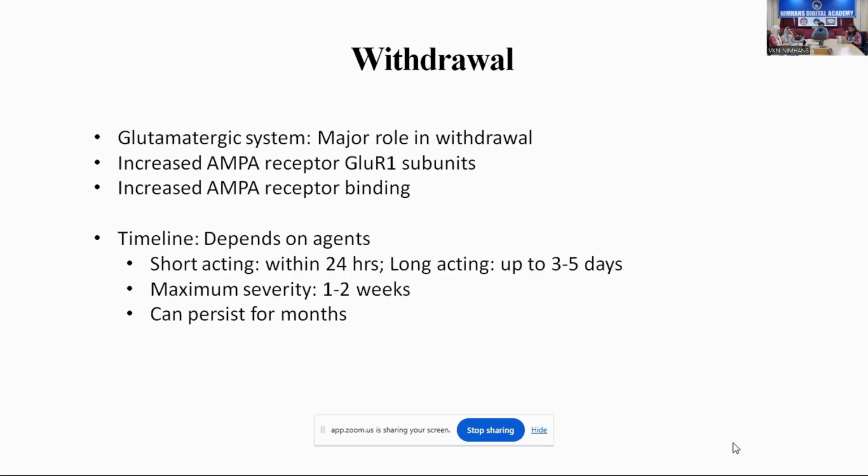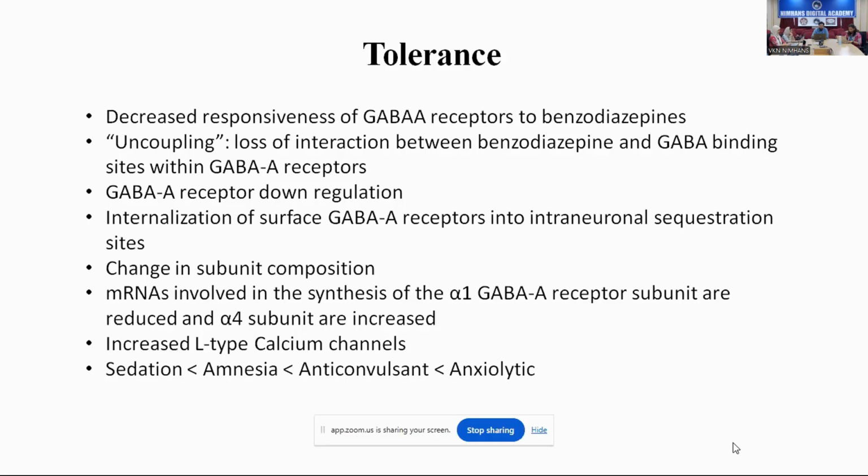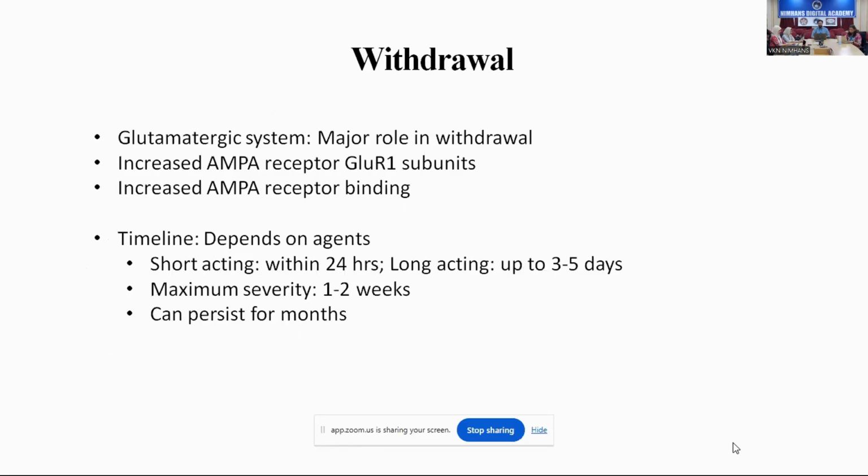Right. In this slide, the last thing is the order in which tolerance develops. So what becomes tolerant first? What physiological effects become tolerant? Sedation is first, then after that amnesia, then anticonvulsant, and then anxiolytic. Withdrawal, as I told, the timeline depends on the agents that you are using.